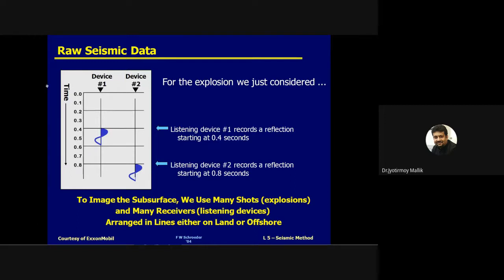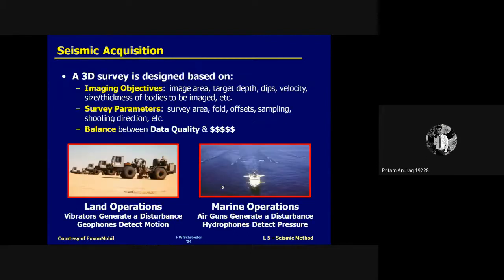Similarly, I will find the two-way time at 0.8 second for device 2, and this will have a positive, a negative, and a zero crossing. Is that clear, guys? Everyone? So far, so good? Yes, sir. Excellent.